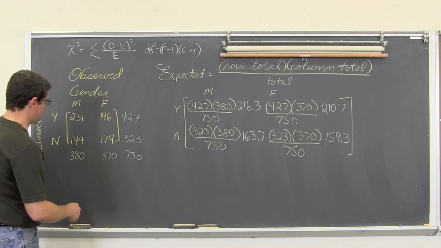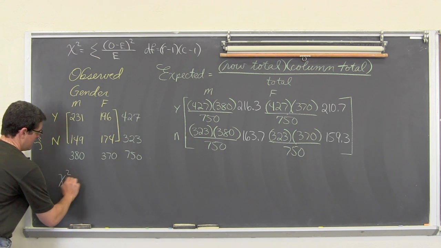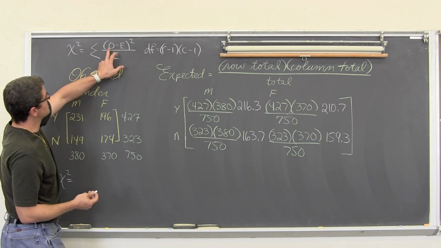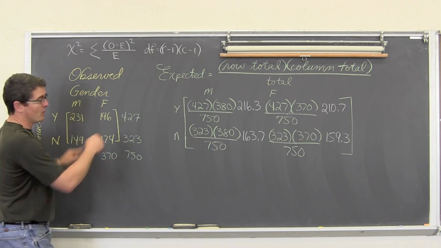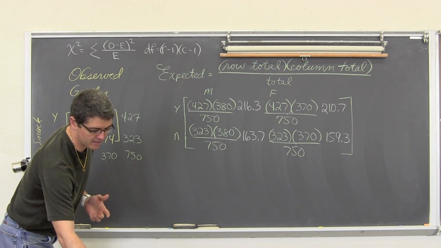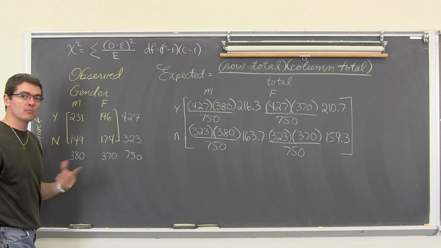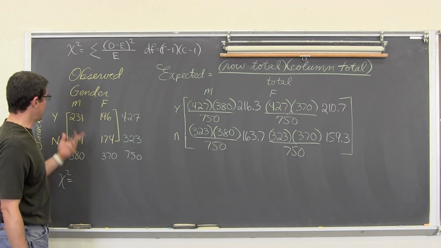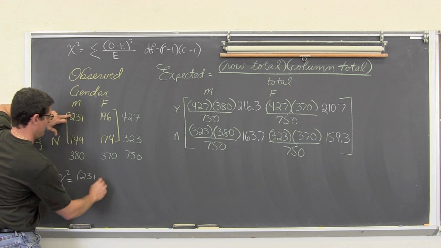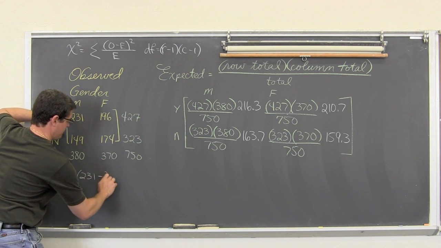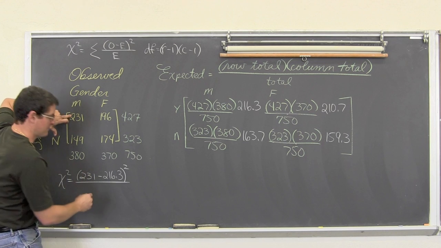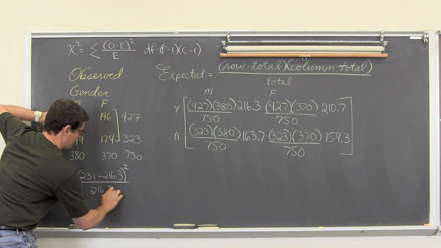So we're going to have the chi-square is equal to the summation of the observed minus expected, squared, divided by expected. Now, it doesn't really matter what order you do this in. I'm going to follow my notes and go straight across and then down, like I'm reading a book. So 231 minus my expected of 216 squared divided by my expected value of 216.3.